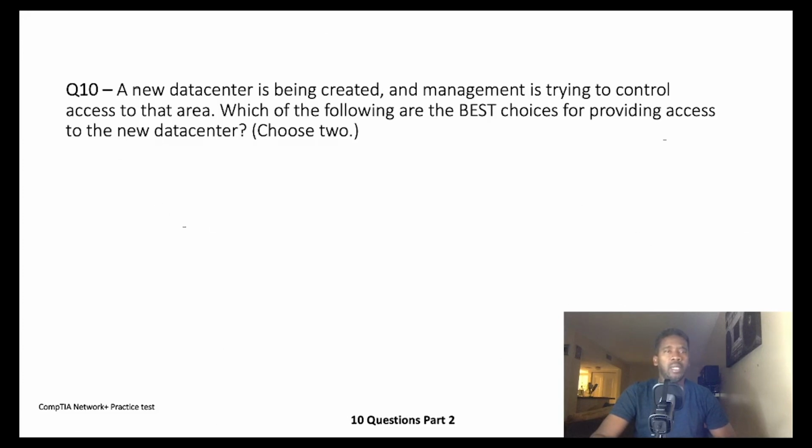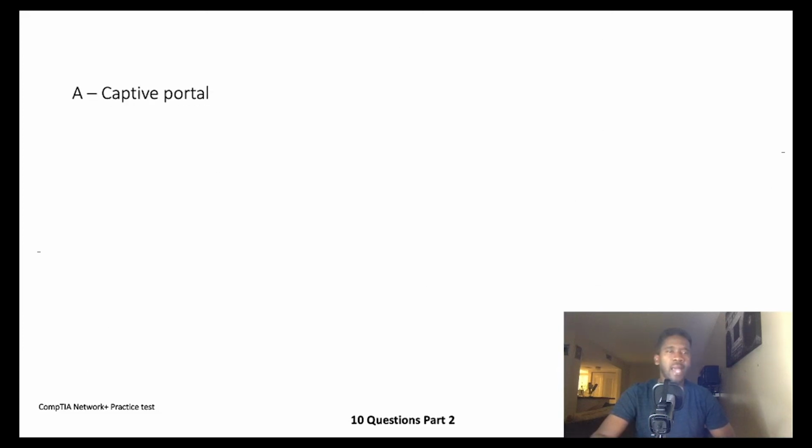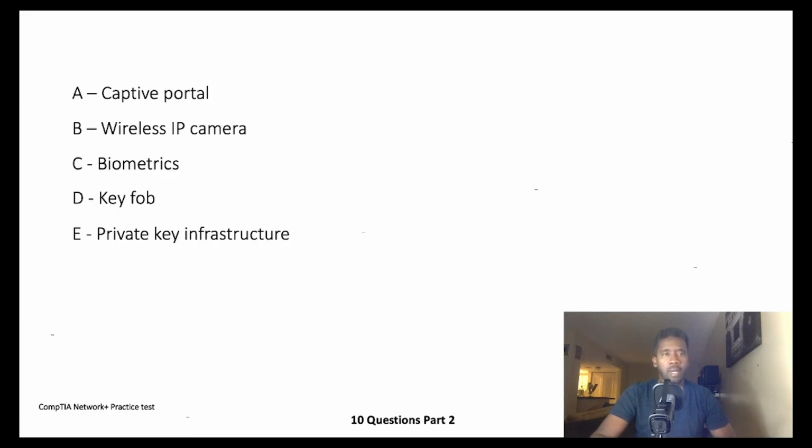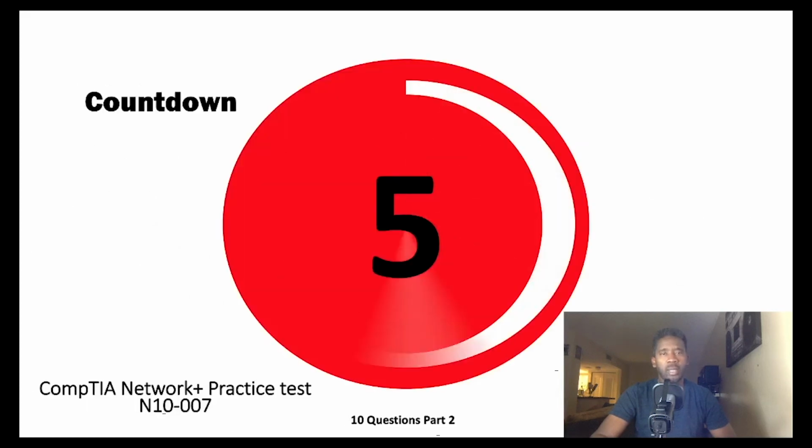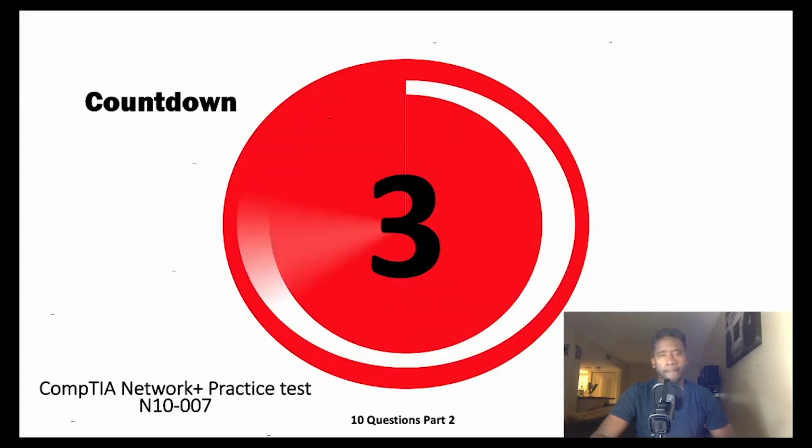Okay, question 10. A new data center is being created and management is trying to control access in that area. Which of the following are the best choices for providing access to the new data center? It's going to be two answers. A, captive portal. B, wireless IP camera. C, biometrics. D, key fob. E, private key infrastructure. Or F, access control list. Let's see what those answers are.